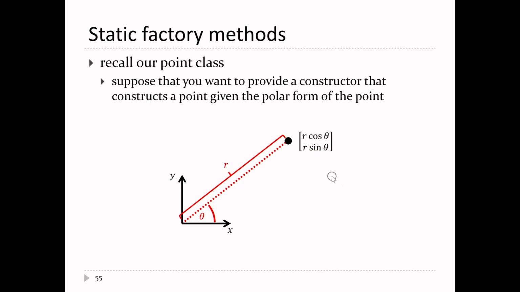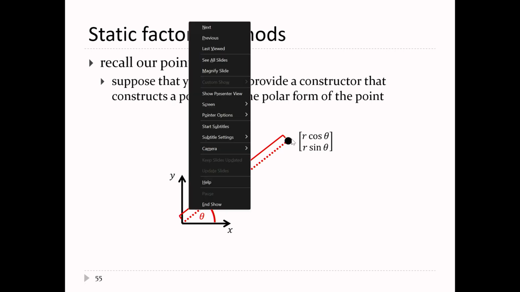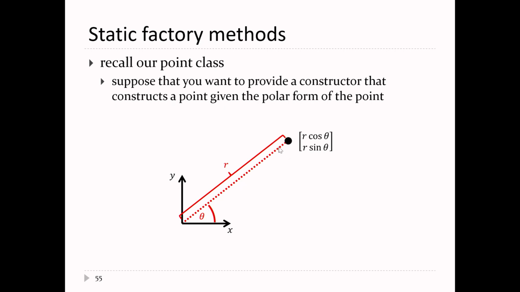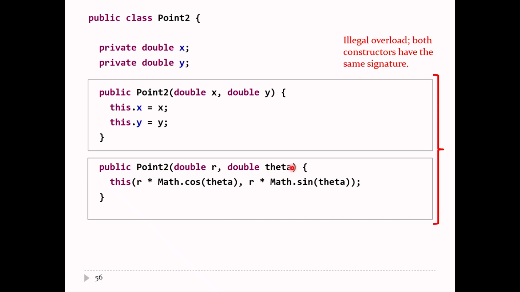In your calculus course in first year, you should have been told about the polar form of a point. The polar form of a point is where it's defined by the angle measured relative to the x-axis and the distance of that point from the origin. So the coordinates of that point are just r cos theta, r sine theta. If you're making the point2 class and you decide, hey, I want people to make a point given its polar form, given r and theta, you might at first stick in a constructor that takes in a radius and an angle as two double values. And as soon as you do that, you'll run into a problem because the existing constructor has the exact same signature as your new constructor. So that's an illegal overload. Both constructors have the same name.